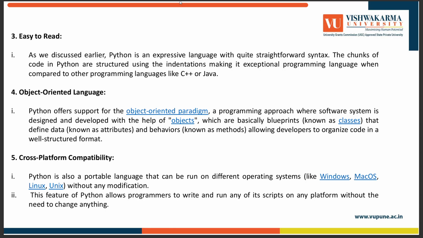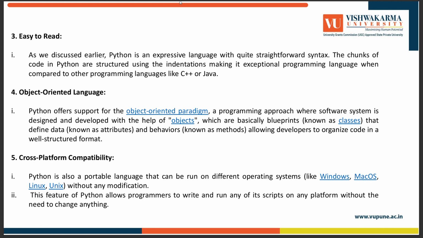Fourth, object-oriented language. Python offers support for object-oriented programming, a programming approach where a software system is designed and developed with the help of objects, which are basically blueprints known as classes that define data known as attributes and behavior known as methods, allowing developers to organize code in a well-structured format.